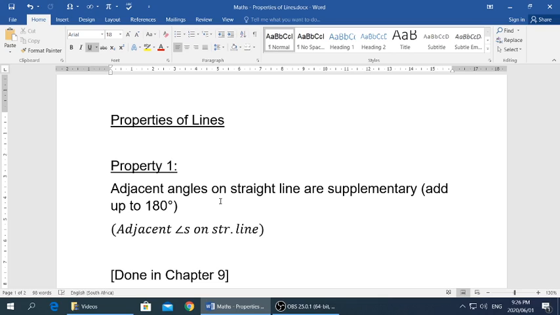But we just learned some new words, so we can say it in a slightly different way, which is adjacent angles, angles next to each other, are supplementary, add up to 180 degrees. So again, our reason: angles on a straight line. We will continue to use this throughout this chapter.